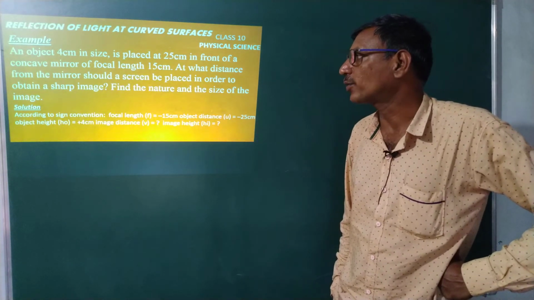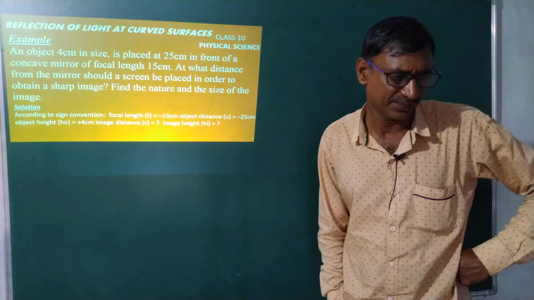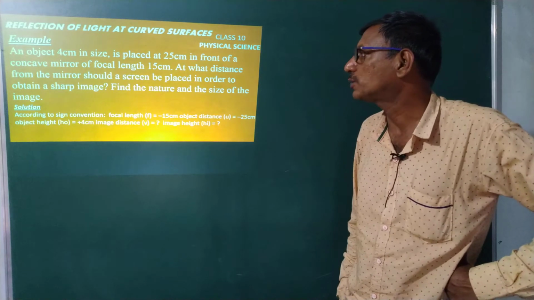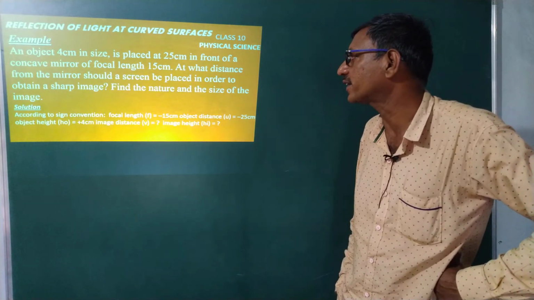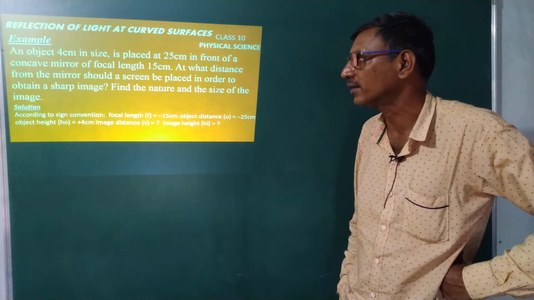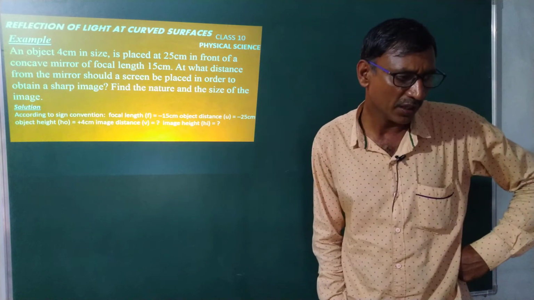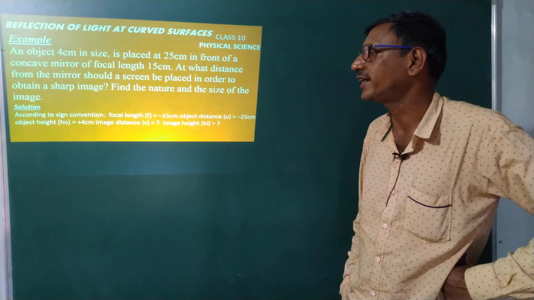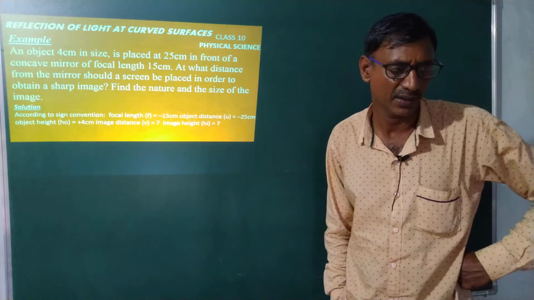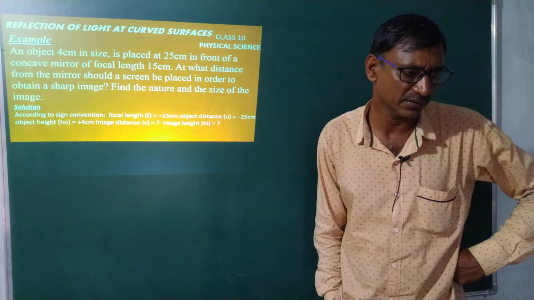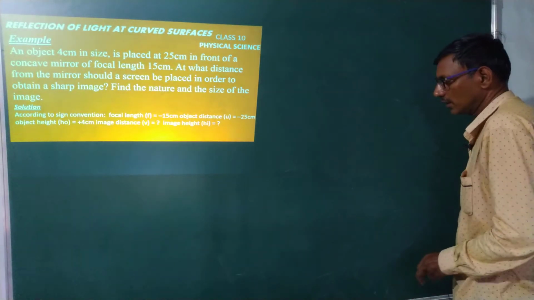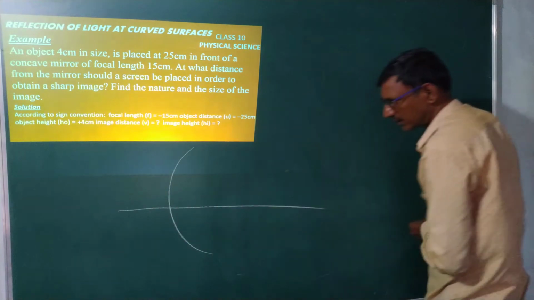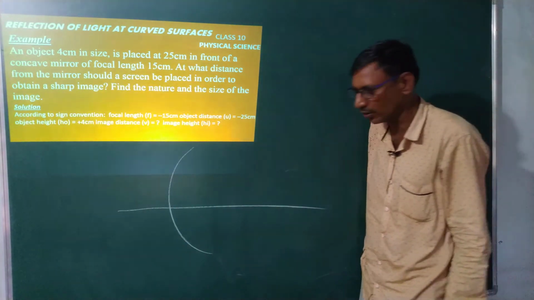An object is 4 centimeter in size, is placed at 25 centimeters in front of a concave mirror of focal length 15 centimeters. Here is given a concave mirror. Suppose this is my concave mirror. This is my principal axis, everybody knows.